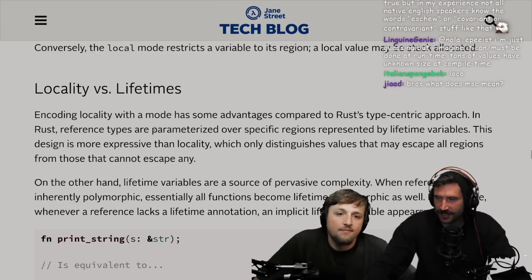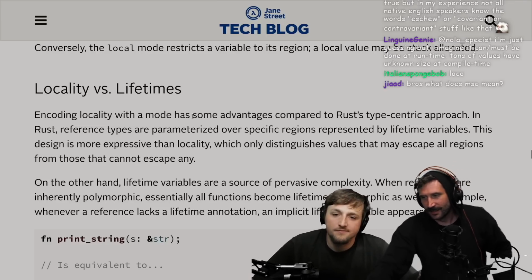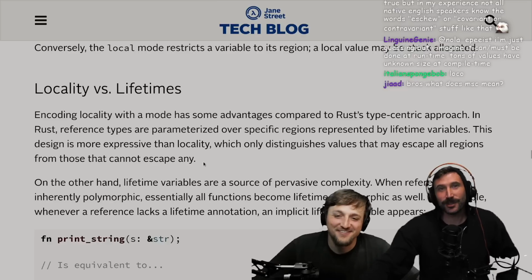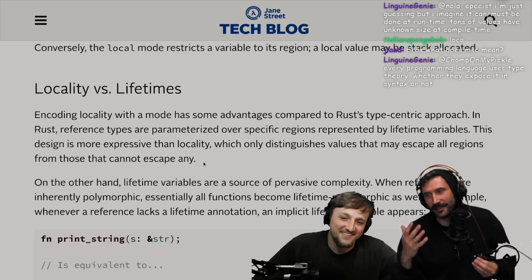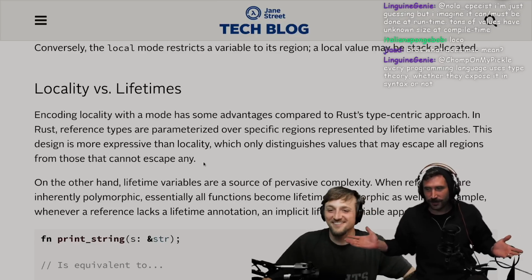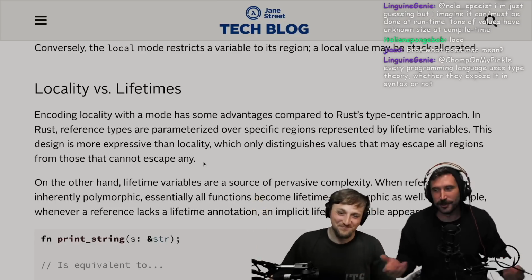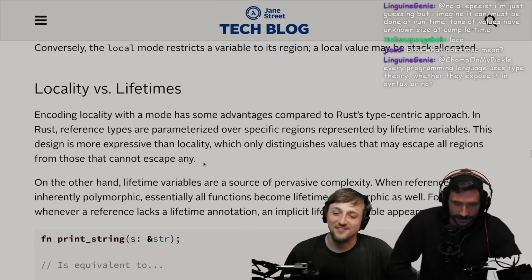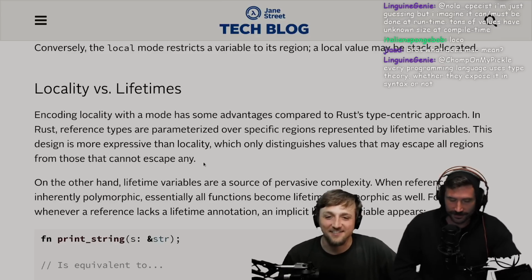Encoding locality. Is this me gathering community feedback? Am I being used by Jane Street? Jane Street, I'd love to take a sponsorship. There we go, look at that, we got two of us right here. Two tech influencers. But we just told people not to listen to tech influencers. So now what?